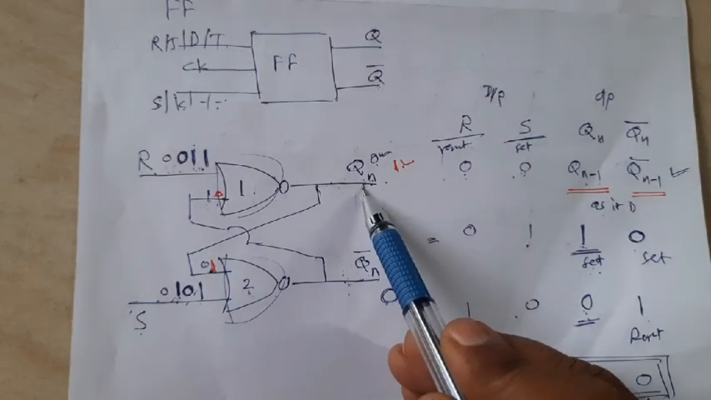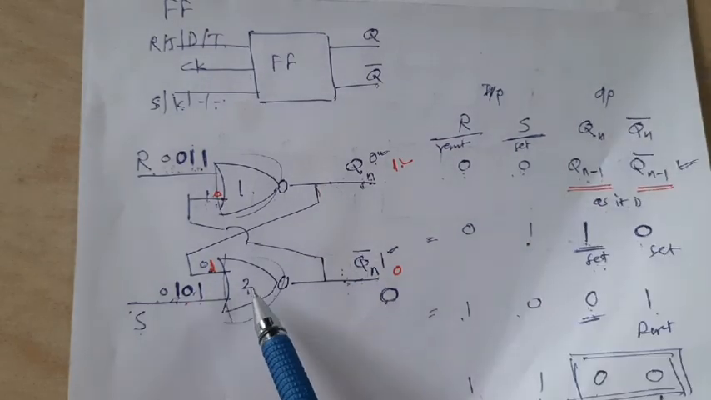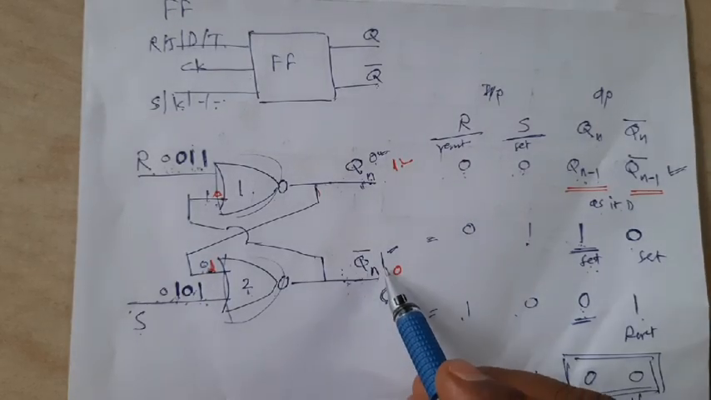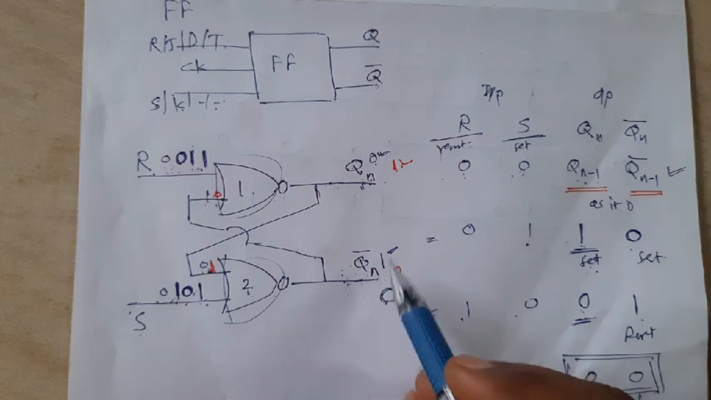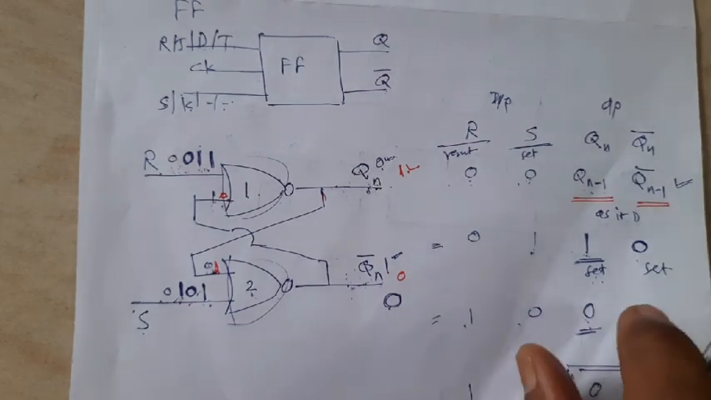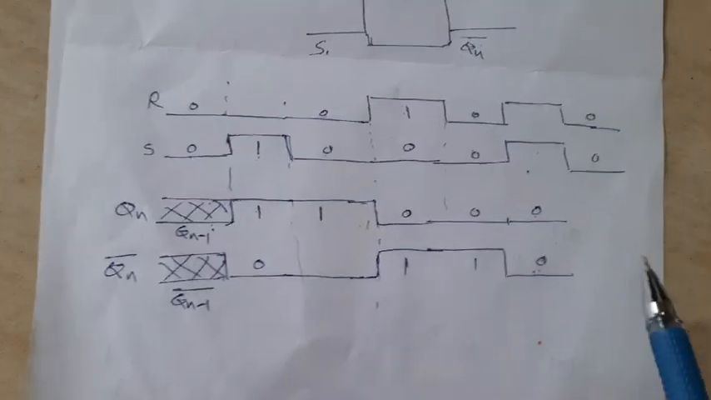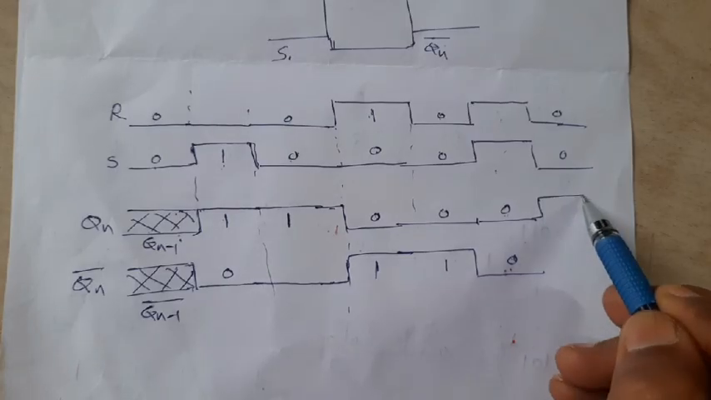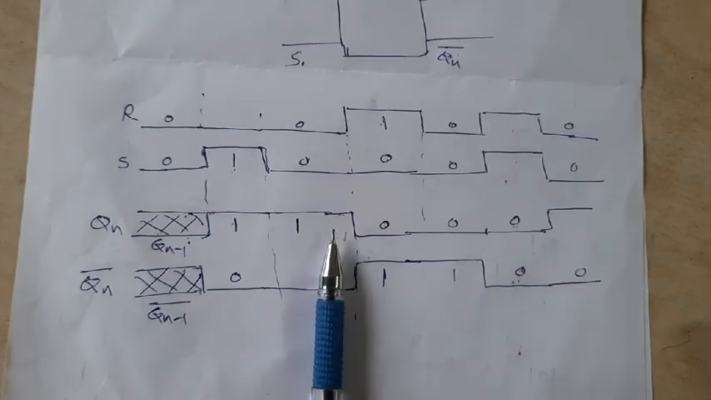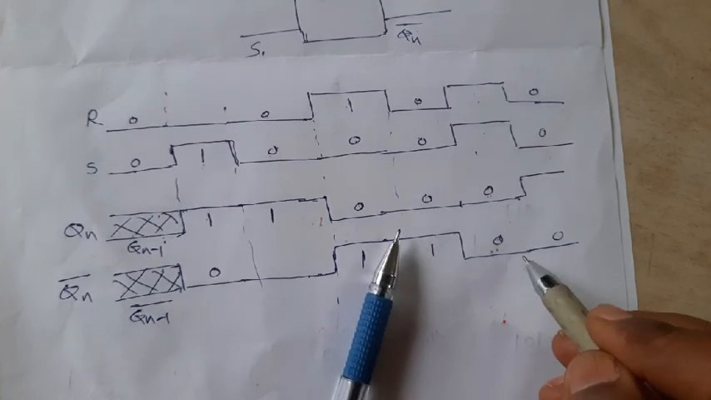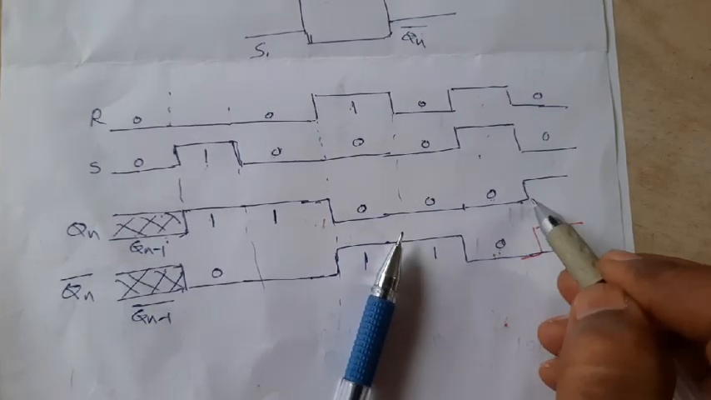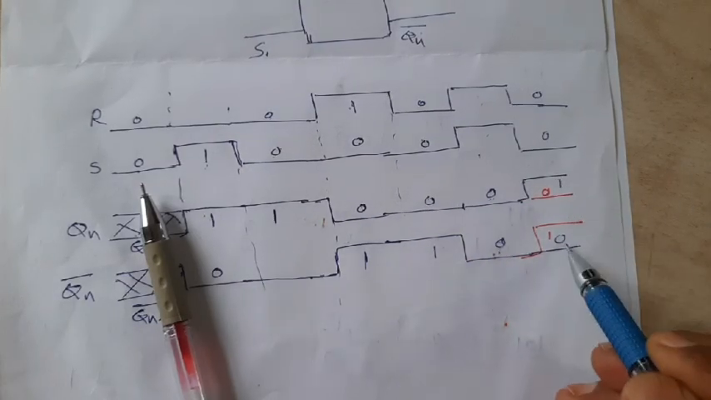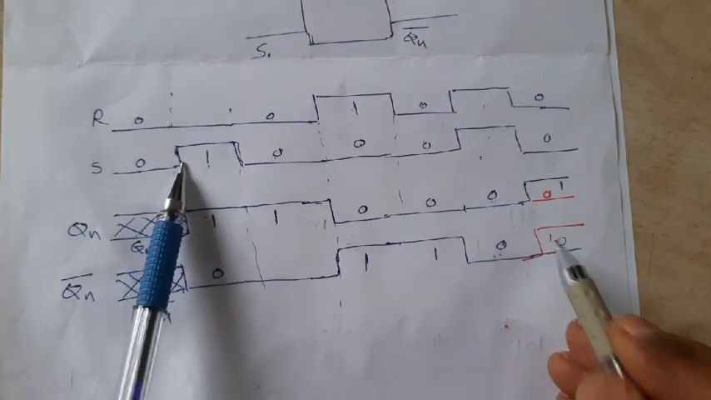This is 0. Then both inputs of the second NOR gate are 0, 0 and the output is forced to become 1. Therefore, either Qn or Qn bar is forced to become 1. So here it becomes 1 and this remains 0, or this becomes 1 and that remains 0. Therefore, any one of them, either it is 1, 0 or it is 0, 1.